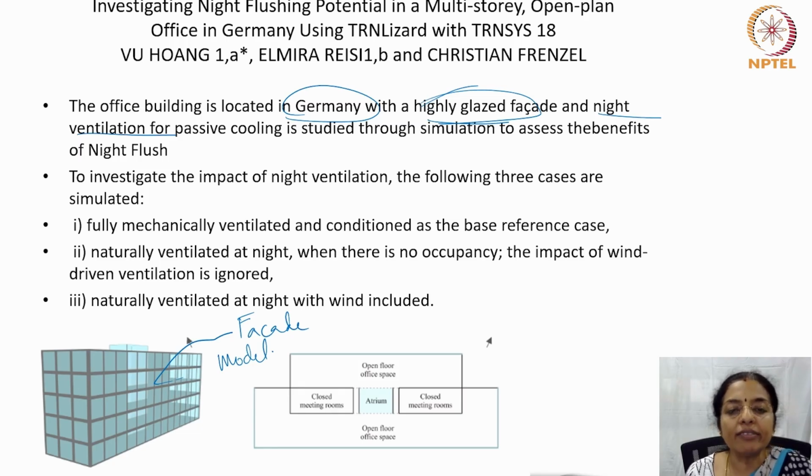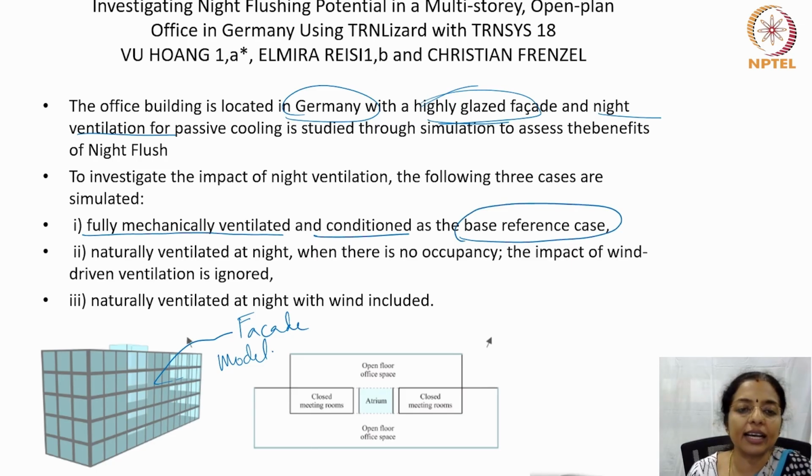To investigate the impact of night ventilation, three cases were studied. What happens if the building is fully mechanically ventilated and conditioned? This is called the base reference case, against which the results of the other cases are compared. Second is naturally ventilated at night when there is no occupancy. The impact of wind-driven ventilation is ignored. And third is naturally ventilated at night with wind included.